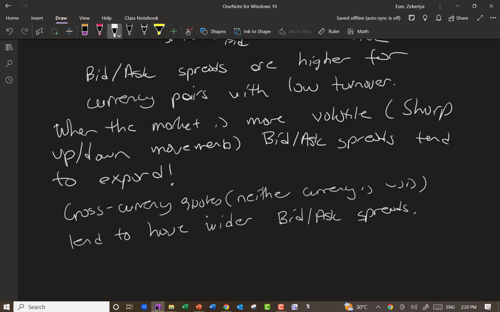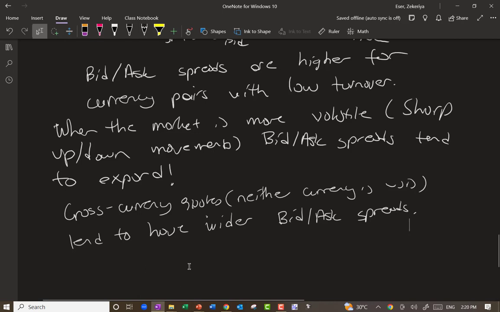If I give a quote on Colombian peso versus Turkish lira, more than likely I'm gonna give that quote by covering myself in the two markets, Turkish lira, US dollar, and US dollar, Colombian peso markets. Since both of them have bid-offer spreads, I'm basically crossing two spreads. That's why these would be wider.